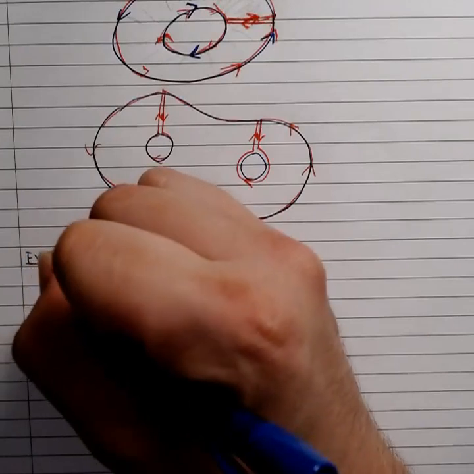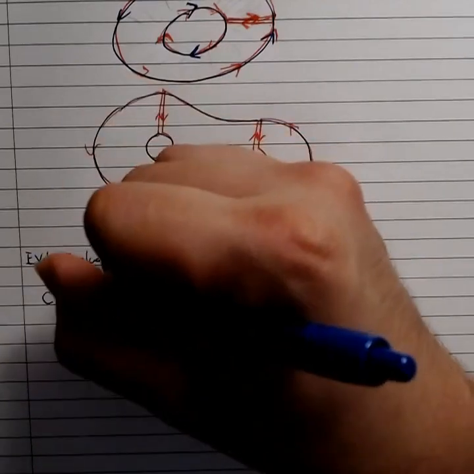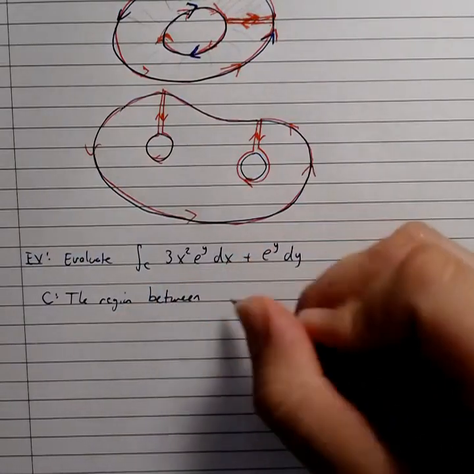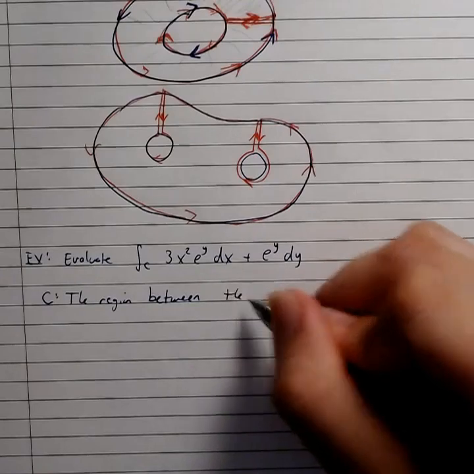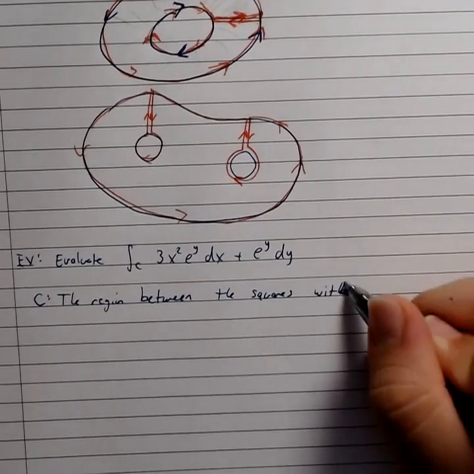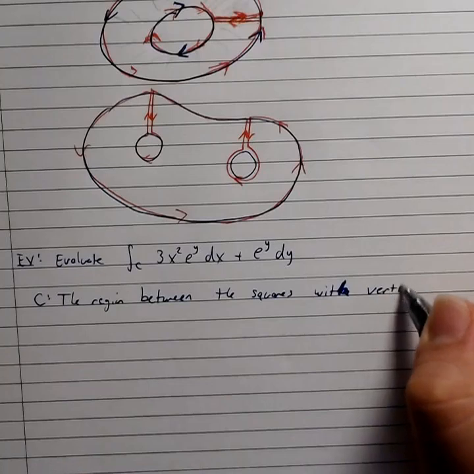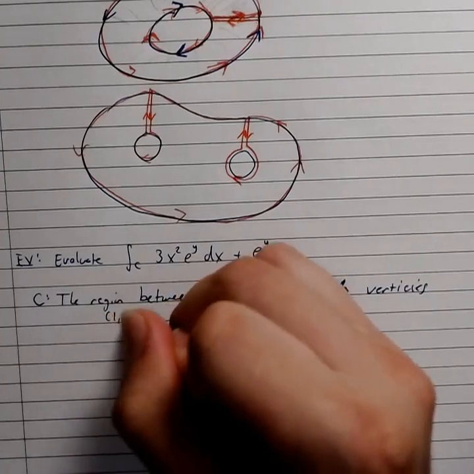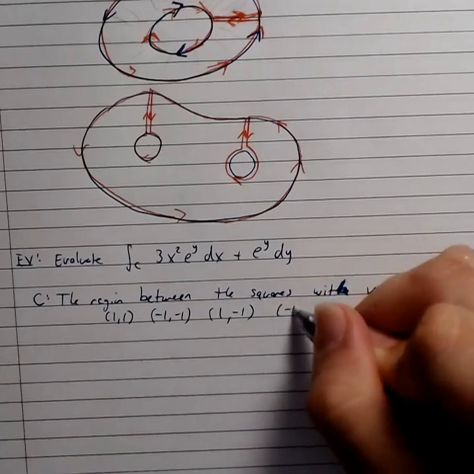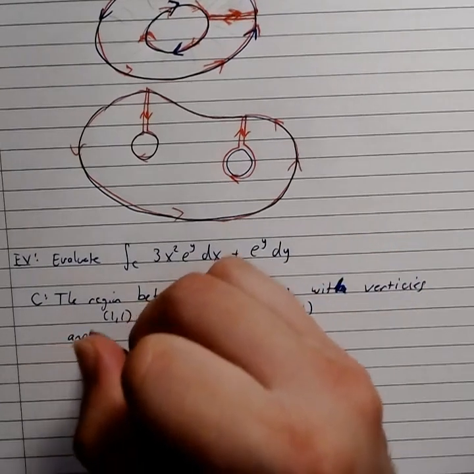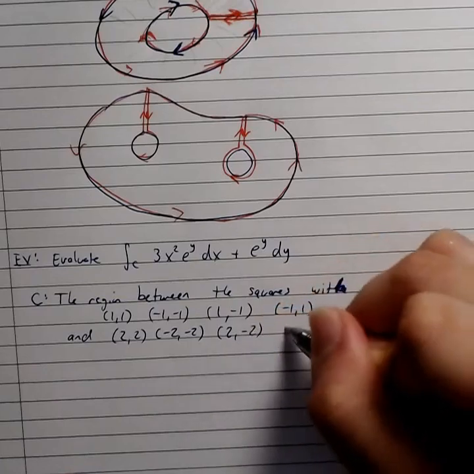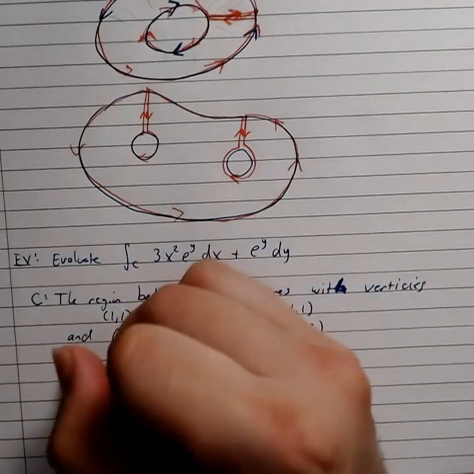Where C is given by a description: the region between the squares with vertices (1, 1), (-1, -1), (1, -1), and (-1, 1), and (2, 2), (-2, -2), (2, -2), and (-2, 2), oriented counterclockwise.